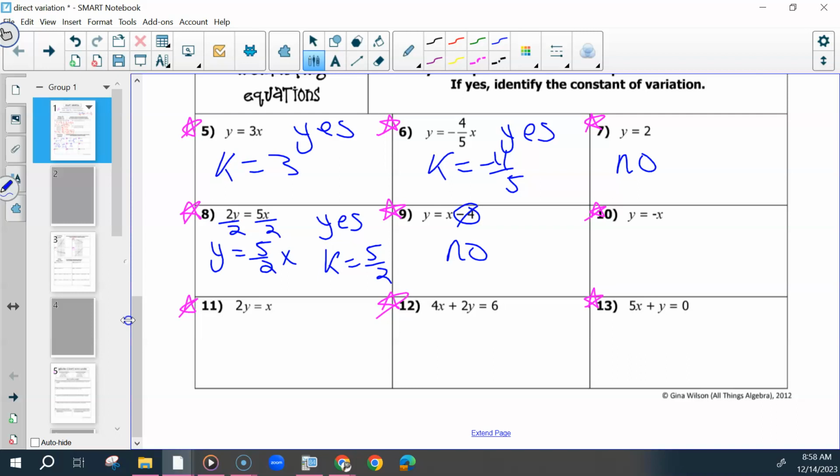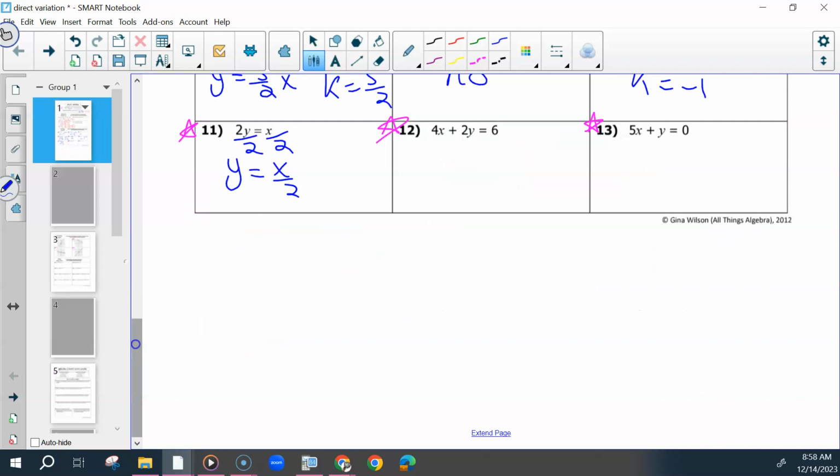Right, 10. Yes. And the k value is -1. If I divide both sides by 2 for 11, and I leave it like that, would that be direct? Yes. No. You had it right the first time. Because this can be rewritten as what? So if you see something like this that is still direct, because you can rewrite it. If you see something in this format where it has variables or coefficients for both of these, you can automatically assume it's a no, but we'll solve it just to make sure.